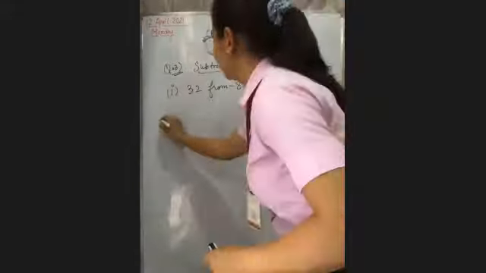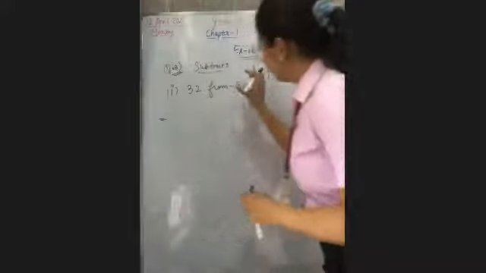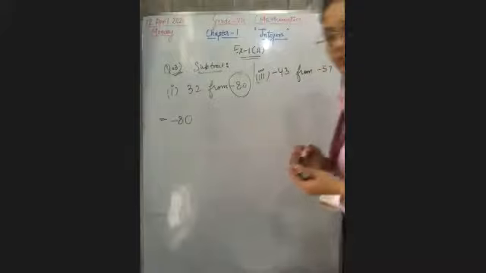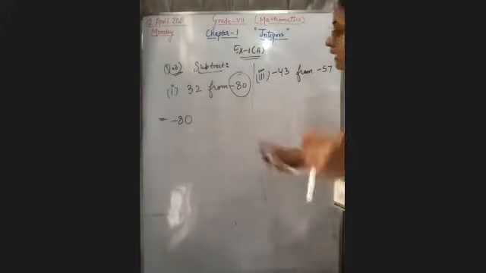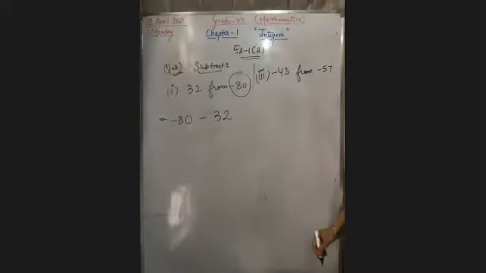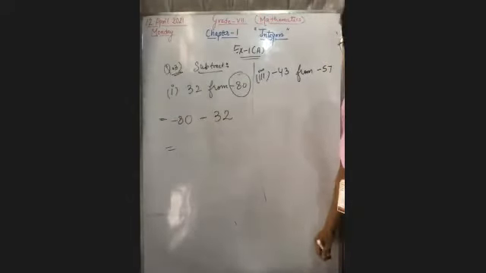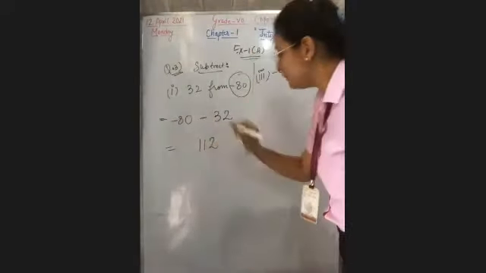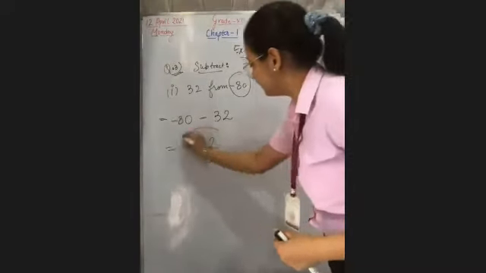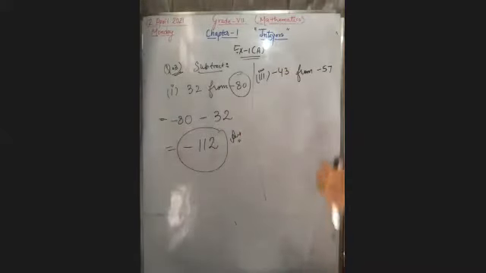Okay, now let's start. You have to subtract 32 from minus 80. That is equal to, always write down this value in the beginning, that is minus 80. Now subtract this value from this, minus 32, in this way. Now 80 and 32: minus minus will become plus, and the sign will be negative. So this is your answer of the first part. Okay, Disha.